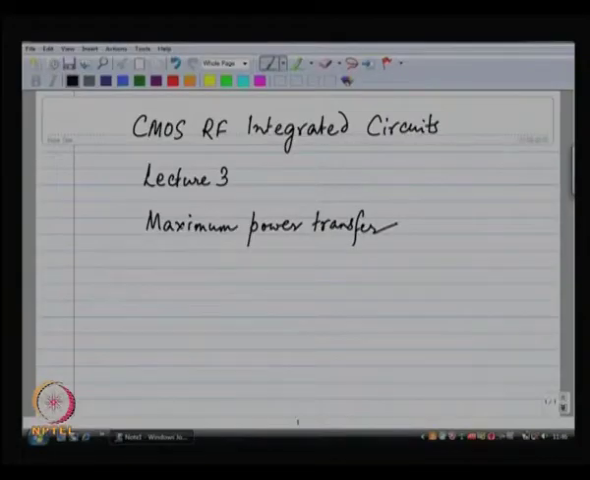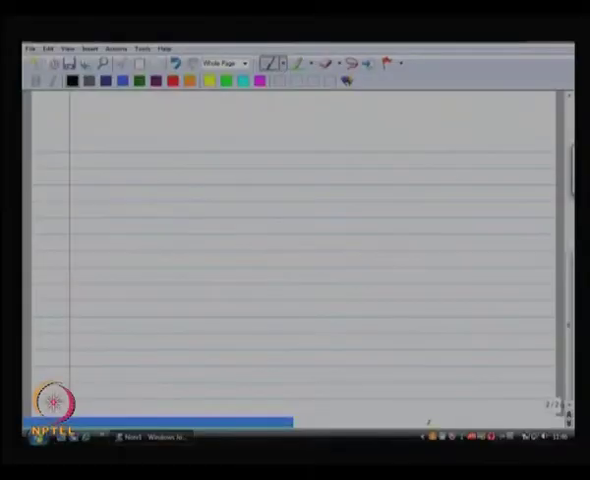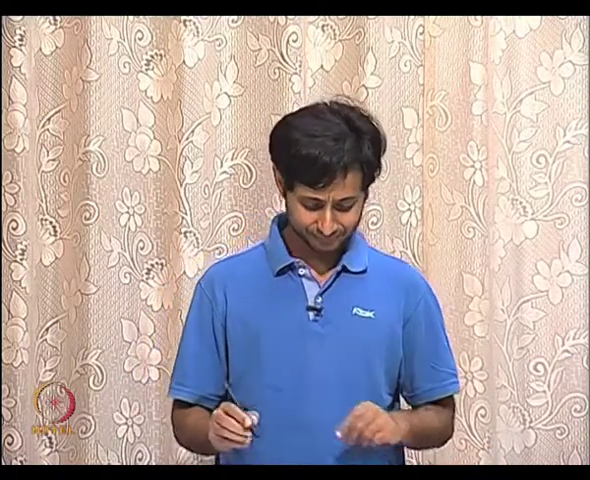Everyone, and once again we are at CMOS RF integrated circuits. This is the third lecture, and today's agenda will be to discuss the maximum power transfer theorem. Now, I am sure all of you who are studying this course have already studied it at least once before.